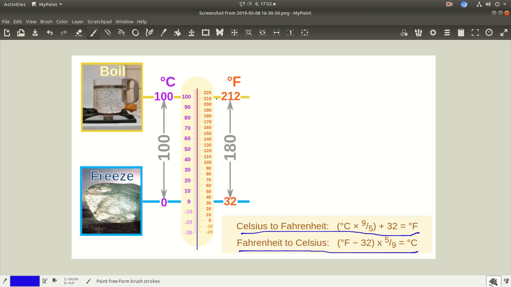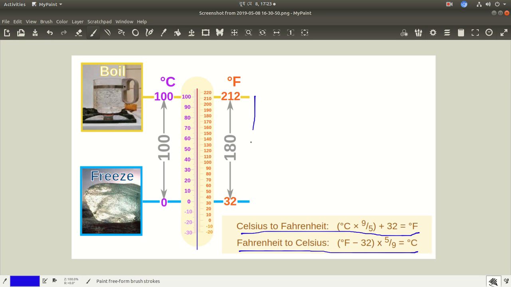At first, look at this figure here. This shows that water freezes at 0 degrees Celsius, and that is 32 degrees Fahrenheit in the Fahrenheit scale, and it boils at 100 degrees Celsius, and that is 212 degrees in the Fahrenheit scale. So what is the difference here? We have 100 difference here, and we have 180 difference in the Fahrenheit scale, but these are the same distance.